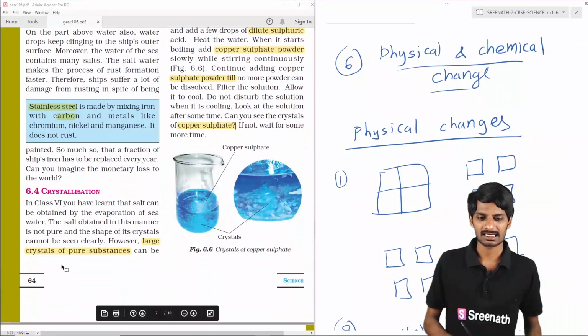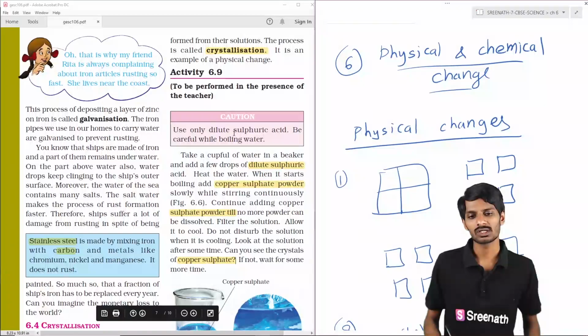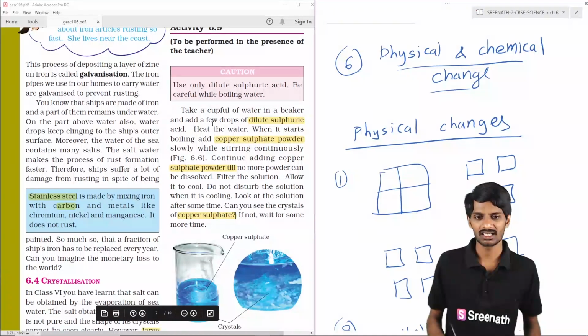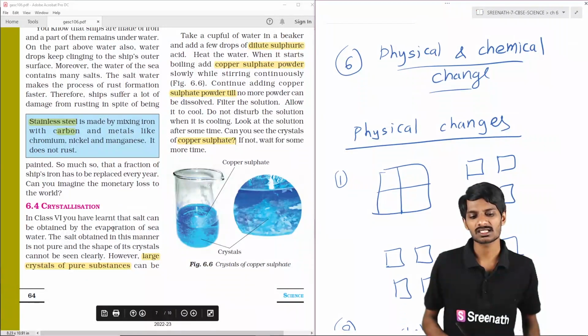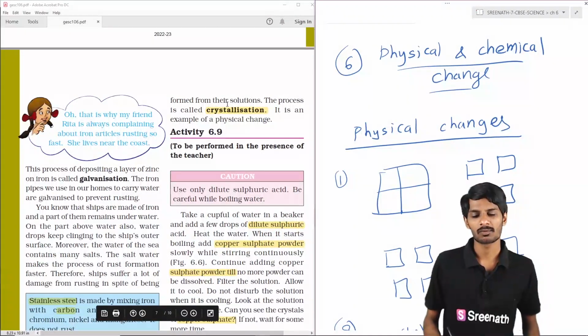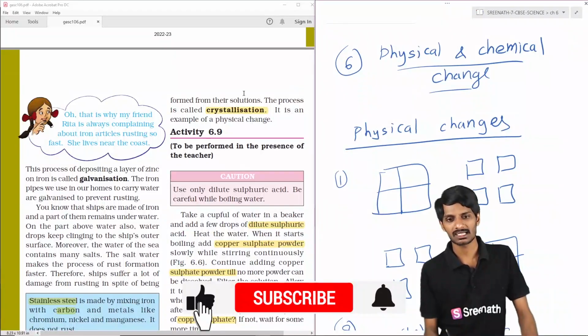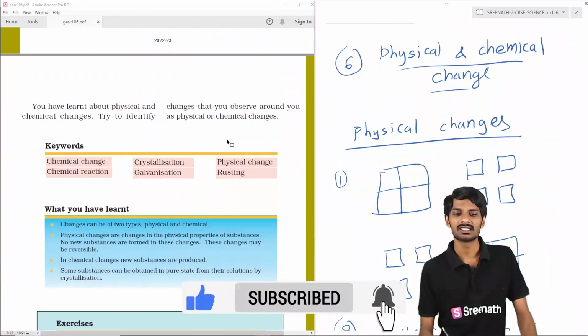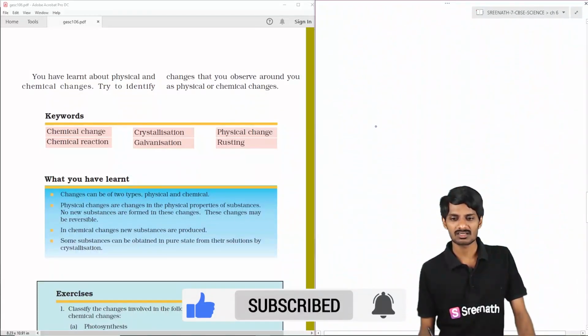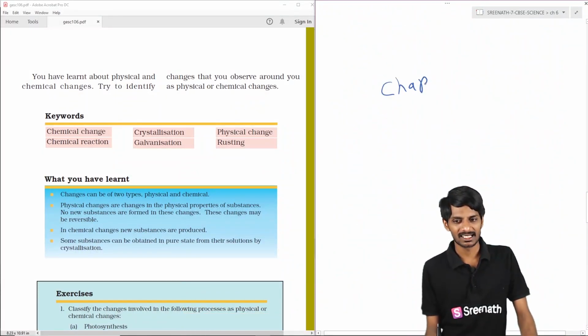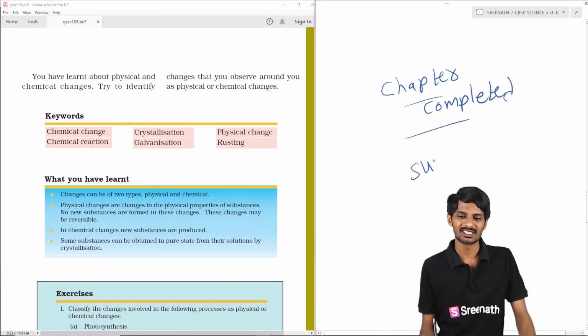Next is crystallization, students. If you want to get crystals, you have to do this activity. The process of forming large crystals of pure substances is called crystallization. It comes under physical change. Finally, students, we have discovered all these concepts. Our chapter is completed. The summary is also completed, students.